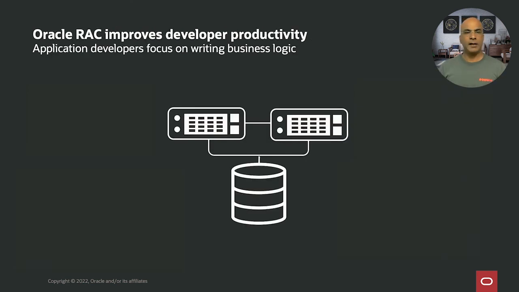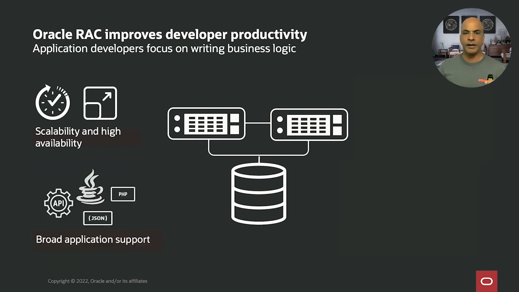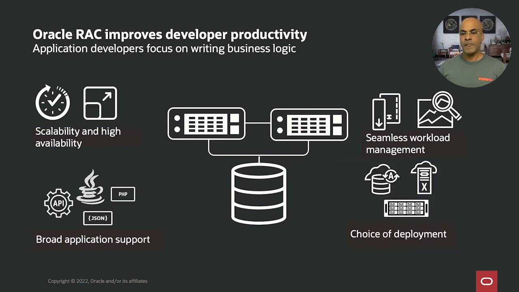So in summary, Oracle RAC improves developer productivity because the application developer does not need to worry about anything and can focus on writing their business logic. Oracle RAC provides all the scalability and high availability benefits. We provide broad application support for various programming languages and the new application development paradigms. We provide seamless workload management. This is important. And finally, we provide a lot of choices of deployment.